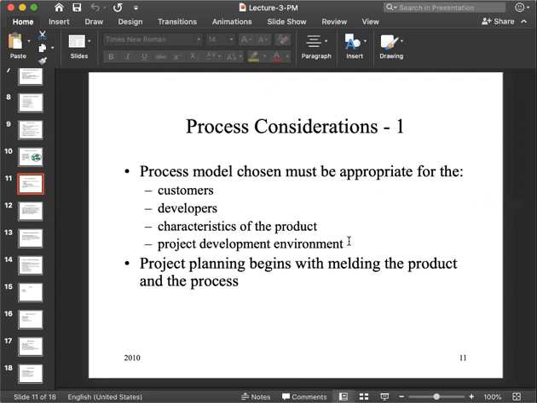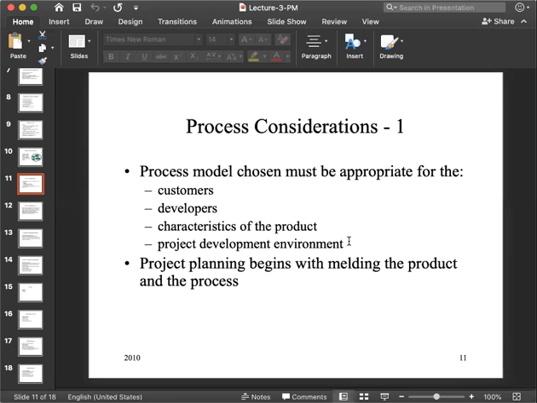Then whatever model you choose, if it is not appreciated by your customer, not appreciated by your developers, not matching with the product you are going to build, then the model you chose is not actually appropriate for anyone. So you need to choose one that is useful for the customer, that your developer team can build up, and that is related to the product coming in as the requirement. So you need to choose the process model very carefully, which is actually appreciated by everyone.